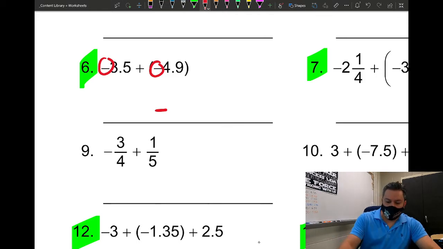So the two numbers that I have are, what's so special about these numbers?